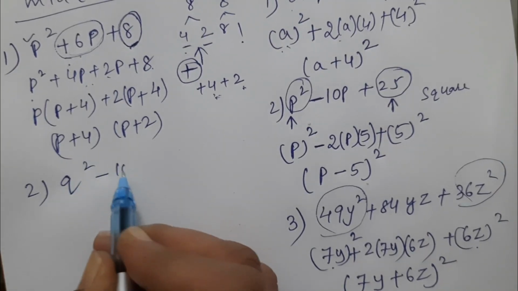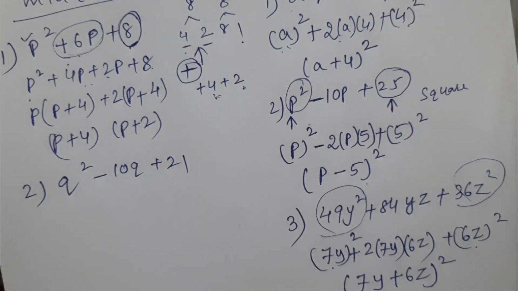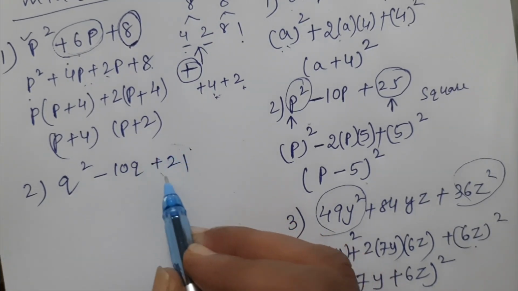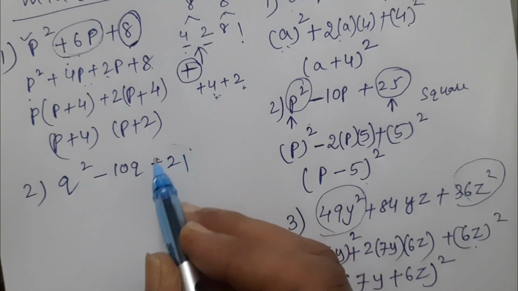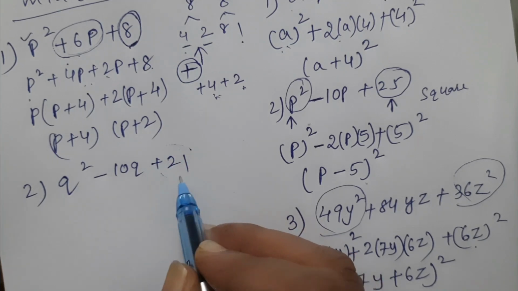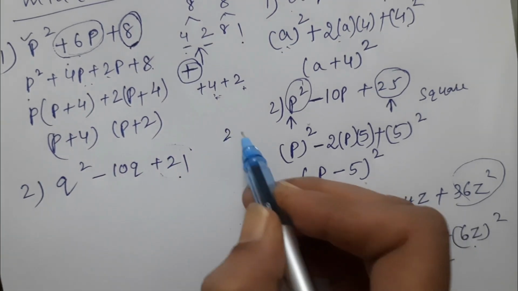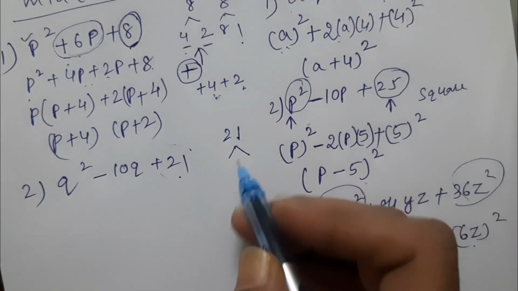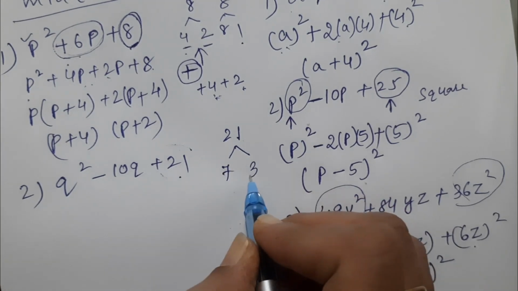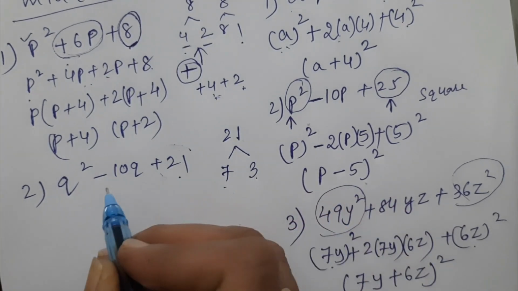q square minus 10q plus 21. Now again you can see that here the last term is not in the square form. So it should come to your mind that it is middle term factorization. Now we are going to find factors of 21: 7 threes are 21. By adding 7 and 3 we are getting 10.